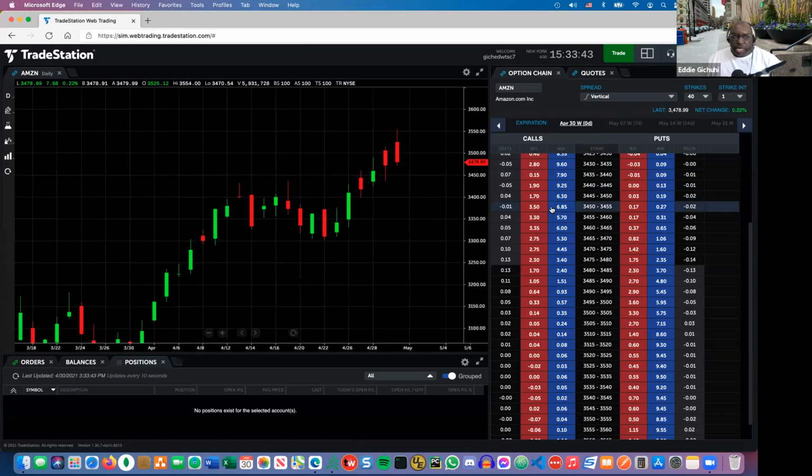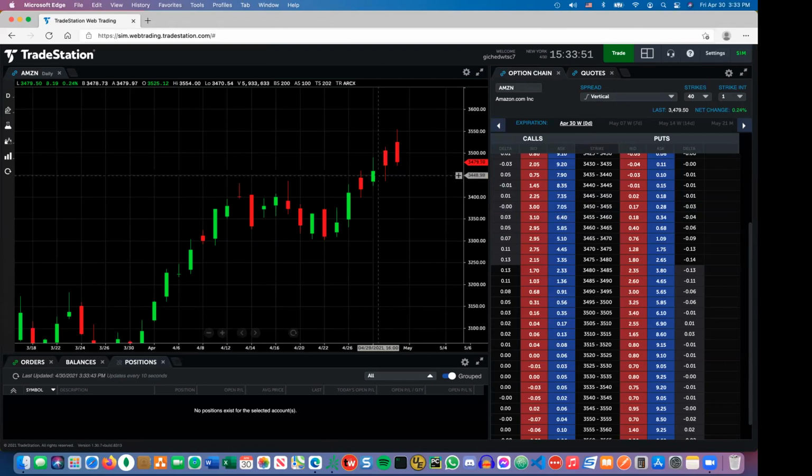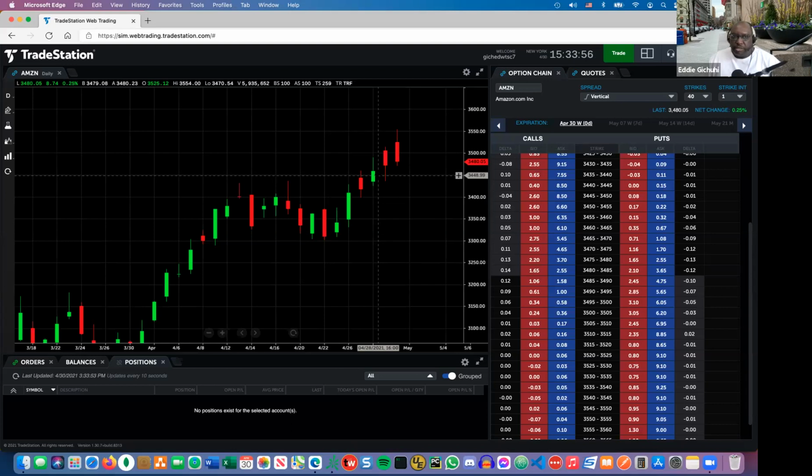So I want to construct a vertical here that expires today, right? Rather dangerous. This is called 0 DTE, 0 days to expiration, right? That's what DTE means, days to expiration. I could also choose 7 DTE. So I want to give my thesis about 7 days to work, right? About 7 days to work. And we'll see what the difference is.